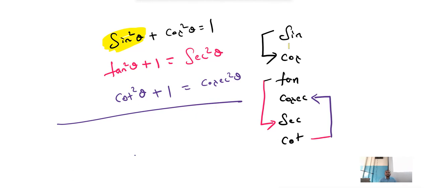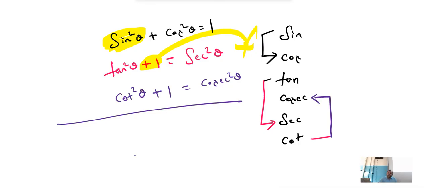If you want tan square theta, it is equals to secant square theta minus 1. Plus 1 will shift to the other side. Cot square theta equals cosecant square theta minus 1. And also tan square theta minus secant square theta is equals to minus 1. How? Plus secant square theta comes to the other side, minus secant square theta, plus 1 will go to the other side, it becomes minus 1.